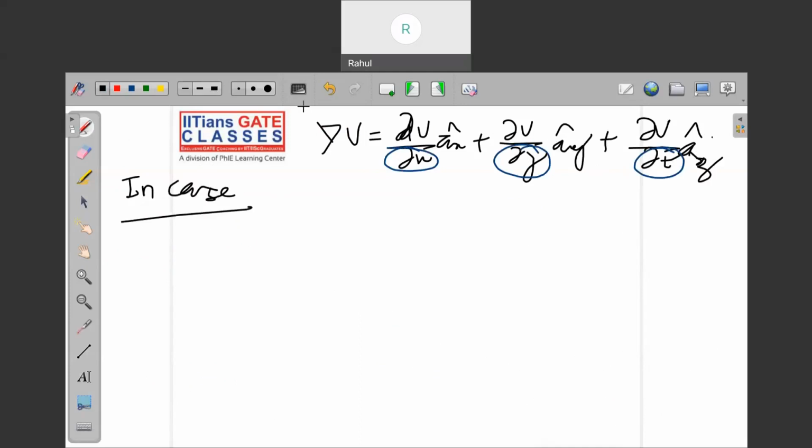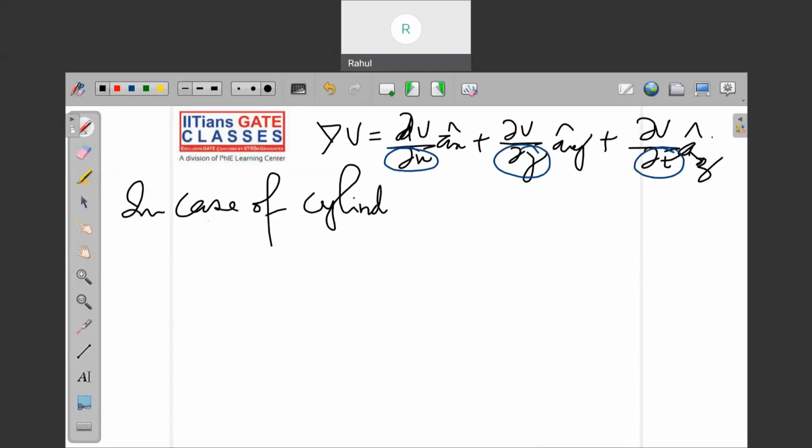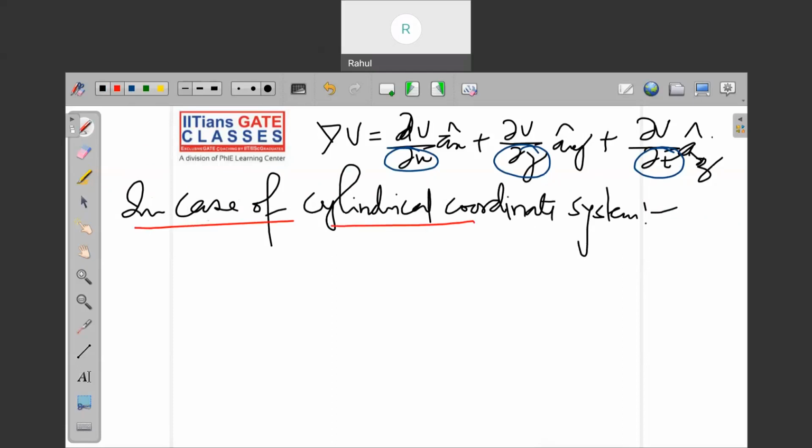In the same manner, we can write for the cylindrical coordinate system. So what are the differential lengths here we have seen? We have seen d rho, rho d phi, and dz. This is how we can keep it in mind.